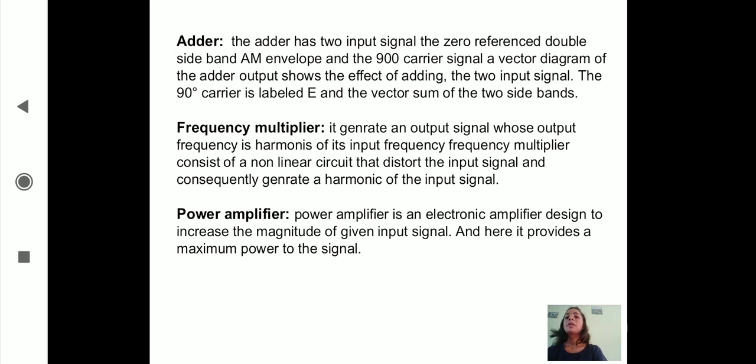Frequency multiplier. It generates an output signal whose frequency is a harmonic of its input frequency, and a frequency multiplier consists of a non-linear circuit that distorts the input signal and consequently generates a harmonic of the input signal. Power amplifier. A power amplifier is an electronic circuit designed to increase the magnitude of a given input signal, and here it provides maximum power to the signal.